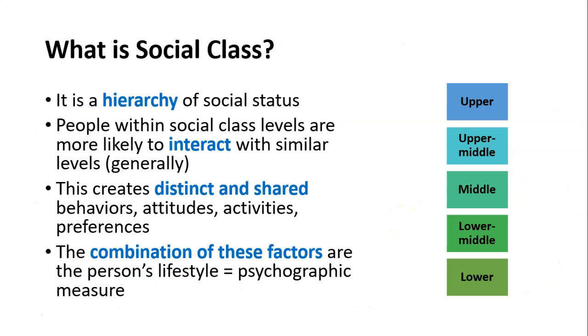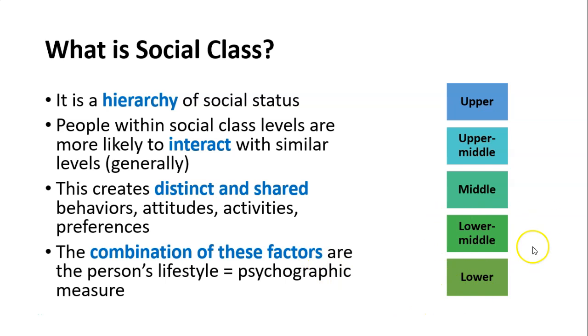So very quickly, a very simplistic look at social class, a little structure there, is a hierarchy. So this is the top, this is the bottom, and people tend to operate or mingle or group with each other within social classes. And I've got the word generally there. Obviously you can move around, but generally your friends and family, etc., are often from the same social class. So as a result, you end up with fairly distinctive and shared behaviors and views, because you're doing things together, you're spending time together, you're sharing information, you're sharing activities, etc. And the combination of all these things, as I said before, creates a lifestyle or a psychographic measure.